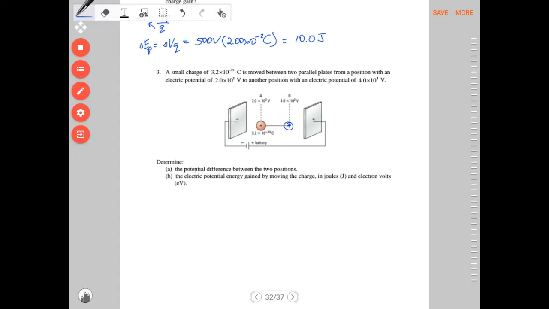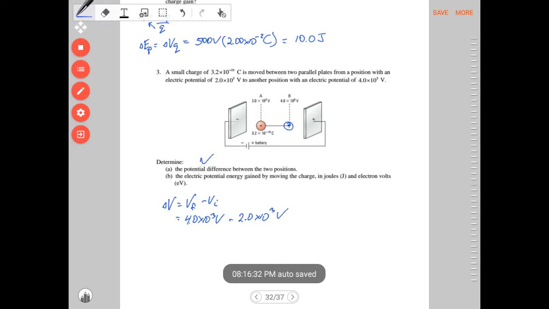So now I have to find the potential difference, which of course is the voltage between the two positions. Remember, delta anything is always the final minus the initial. The final voltage is 4.0 times 10 to the 3 volts, and the initial is 2.0 times 10 to the 3 volts. Remember, times 10 to the 3 is 1,000. So this is 4,000 volts minus 2,000 volts, which is just 2,000 volts. It's not really energy, but that's the idea: I've changed the voltage by 2,000 volts.